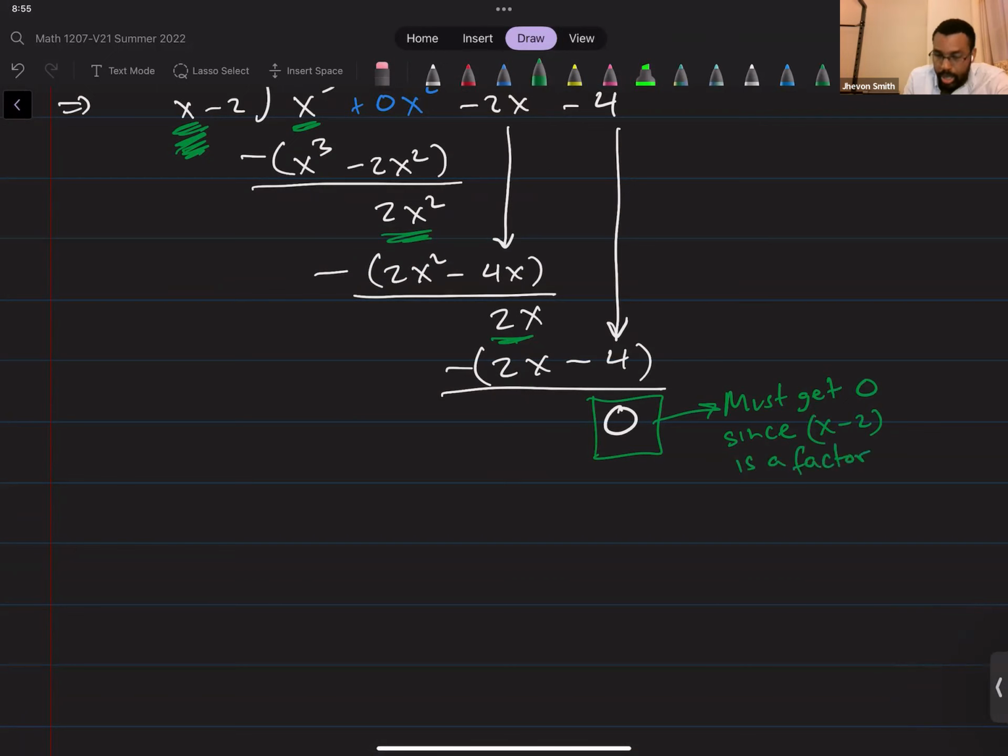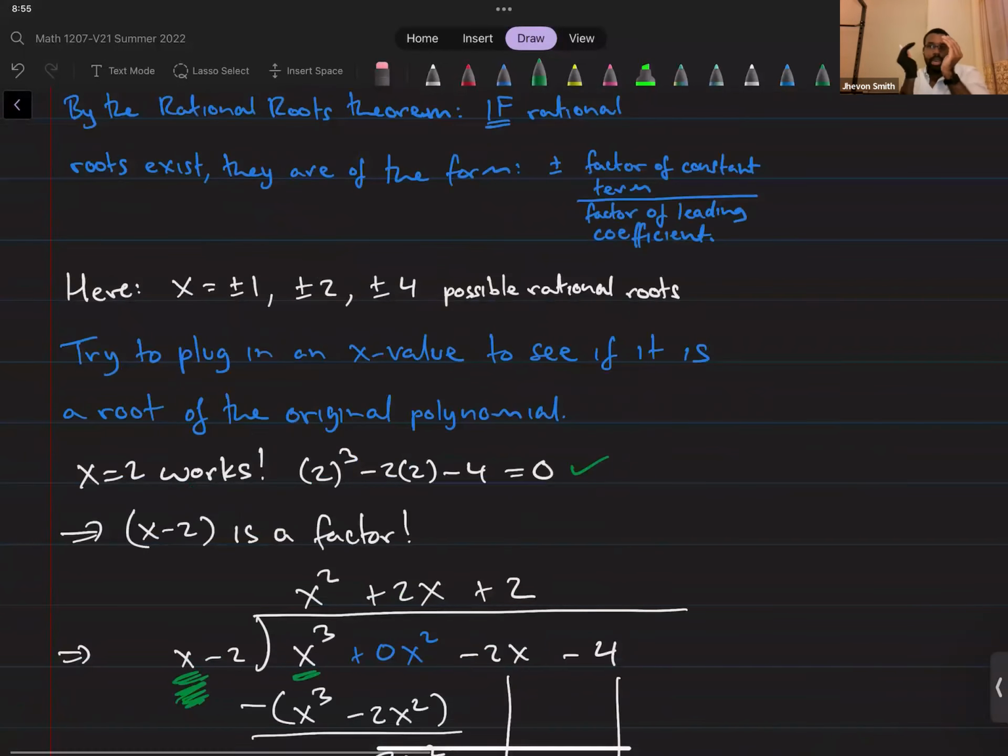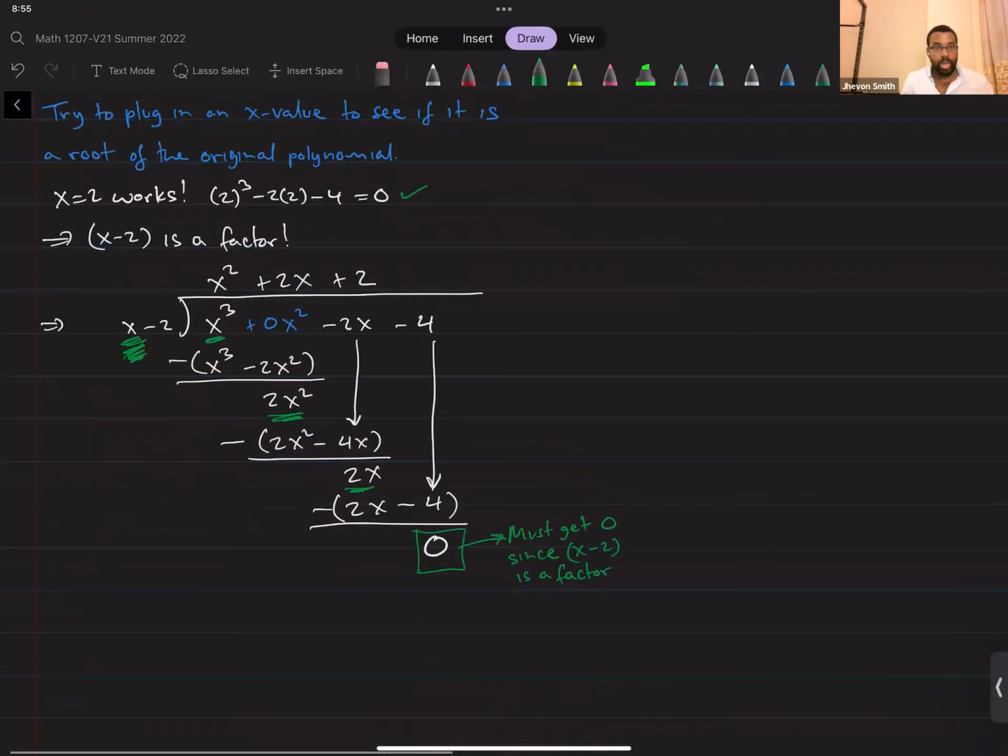There's no remainder because this thing factors in such a way that x minus 2 is one of the guys that would get canceled if you divide by it. There's not going to be any remainder. So you definitely don't need a remainder.